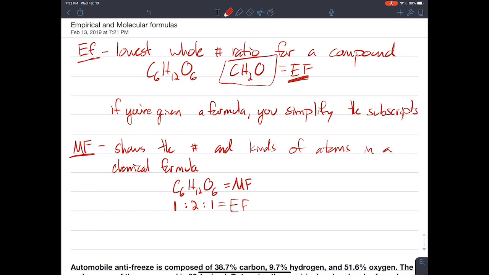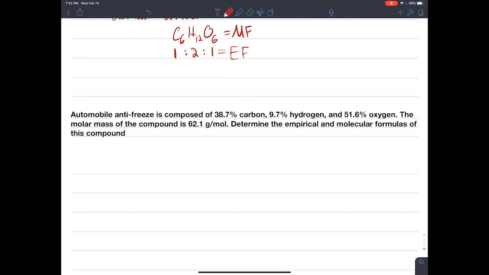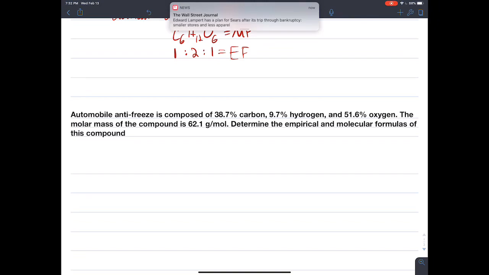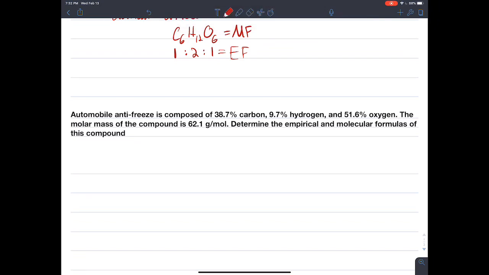So if you open up your foldie, which I'm doing here on my table, you'll see that you have an example asking you to determine the empirical and molecular formulas for antifreeze, the compound that is antifreeze. I'm going to walk through these steps and I will label them. I want you to take what I'm doing. You can pause the video as much as you want, rewind, whatever you need to do, and write these into the step categories on your foldie.